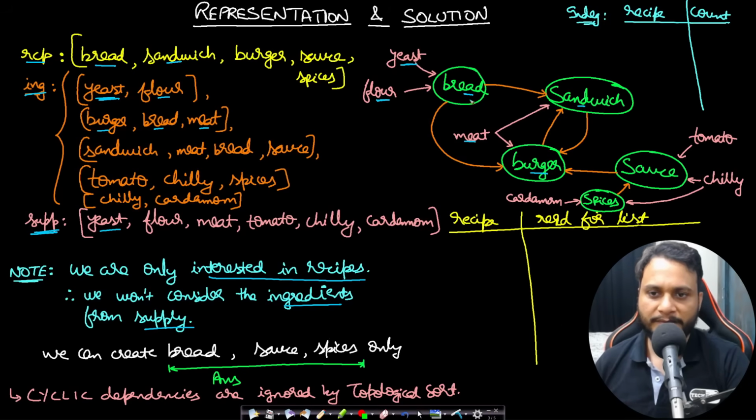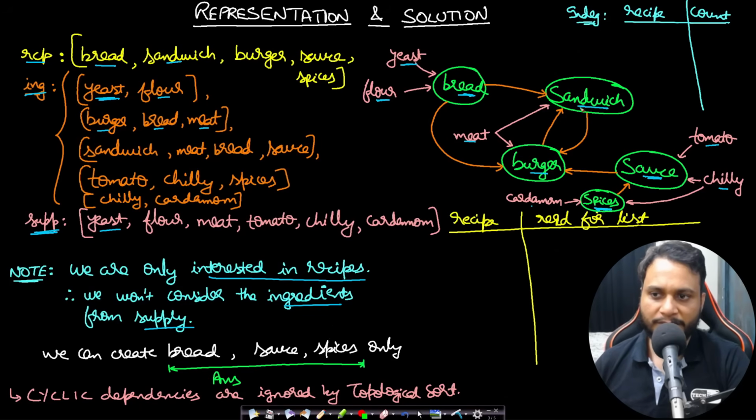So if you look at it, can you make bread? Bread can be made because yeast and flour are already available in the supplies. Can you make spices? Yes, because chili and cardamom are from the supply section, so you can always make spices. Can you make sauce? Since spices can always be made and chili and tomato are from the supply section, sauce can also be made all the time.